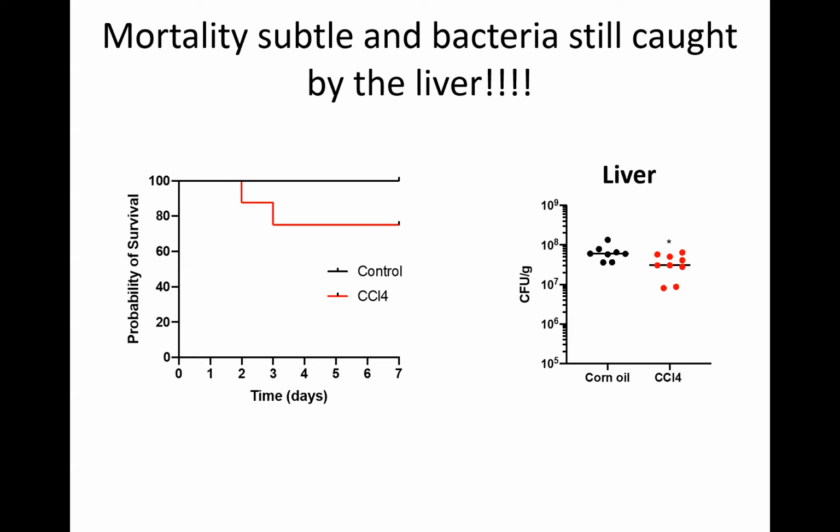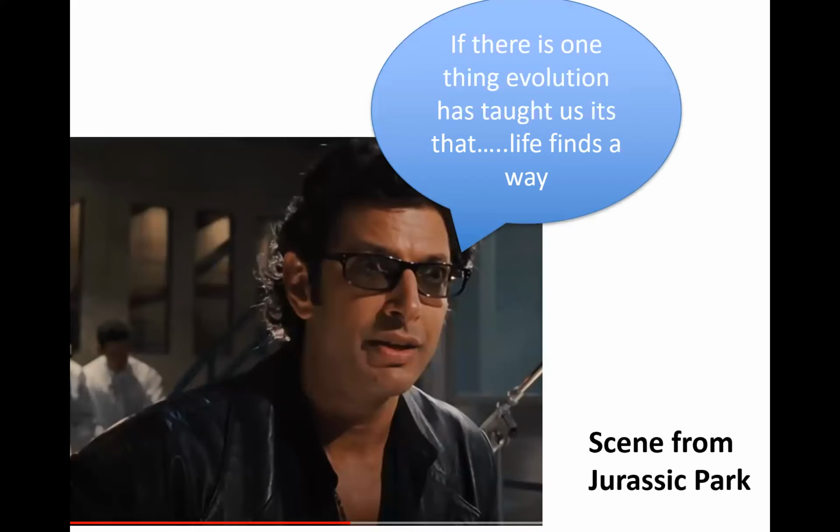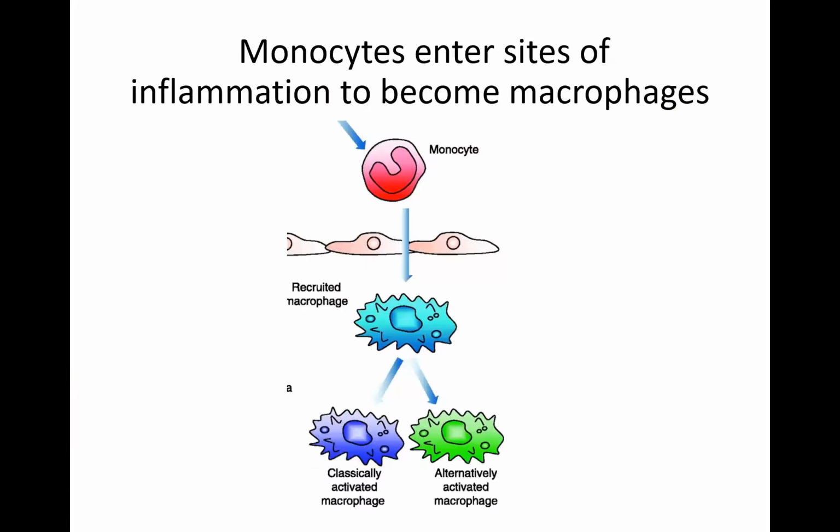And so, you know, as any good supervisor that doesn't know the answer, you then become philosophical and you borrow from your favorite Hollywood movie. And so, as you know, if there's one thing evolution has taught us, it's that life finds a way. I don't know what he meant. He doesn't know what he meant. But in the end, life finds a way. And that's exactly what happens here.